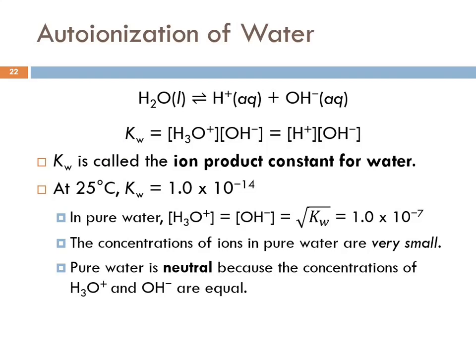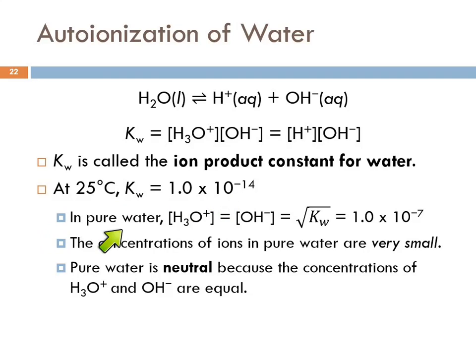So we had Kc, Kp, Ka, and now we've got Kw. Kw is the ion product constant for water. So that's the equilibrium constant for the self-ionization of water. So water going to H plus and OH minus. Because water is a liquid, Kw ends up being the hydronium ion concentration times the hydroxide ion concentration, or the hydrogen ion times the hydroxide ion concentration. So at 25 degrees Celsius, Kw is 1.0 times 10 to the minus 14. That's a number you should remember.